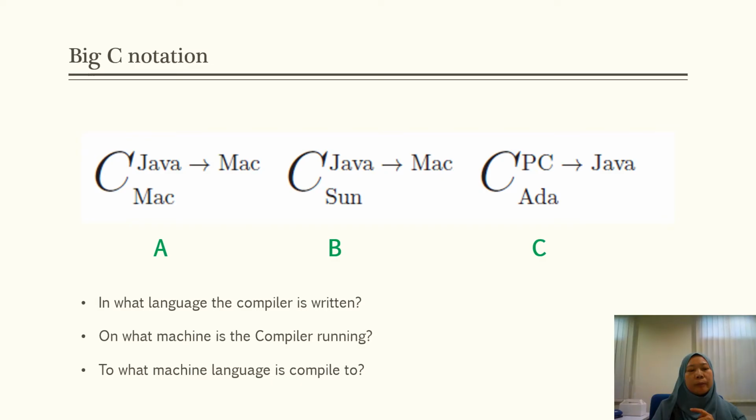The compiler is also machine dependent, which means it depends on the machine. If you use a Sun Microsystems machine, it has a different compiler. If you are using a Macintosh machine, it uses a different compiler. The most important thing here is the notations. C Java goes to Mac, C Java goes to Mac at the second one, and C PC goes to Java. What does it mean? In this big C notation, we want to know in what language the compiler is written, on what machine the compiler is running, and also to what machine it is compiled to.